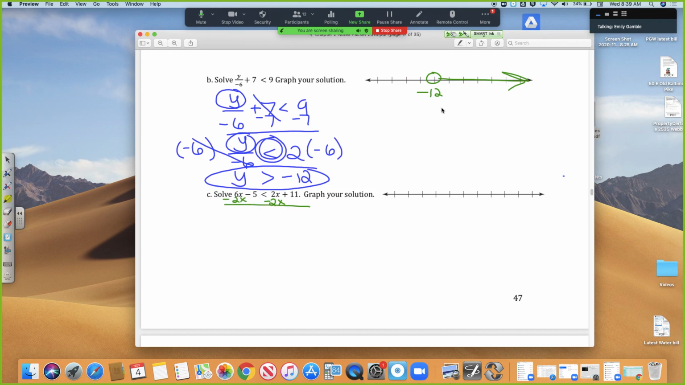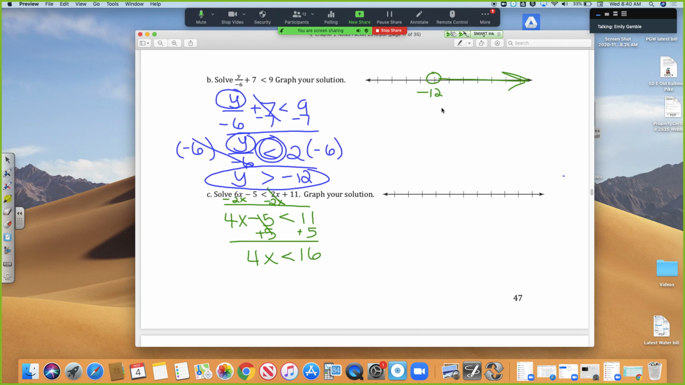And I prefer to do that instead of subtract 6x from both sides because I know when I subtract 2, I'm going to be left with a positive 4x. If I subtracted 6x from both sides, I would be left with a negative 4x, and I prefer not to deal with negative numbers if possible. So when I subtract 2x from both sides, I get 4x minus 5 is less than 11. Now it's time to cancel out the minus 5 by adding 5 to both sides. I get 4x is less than 16.